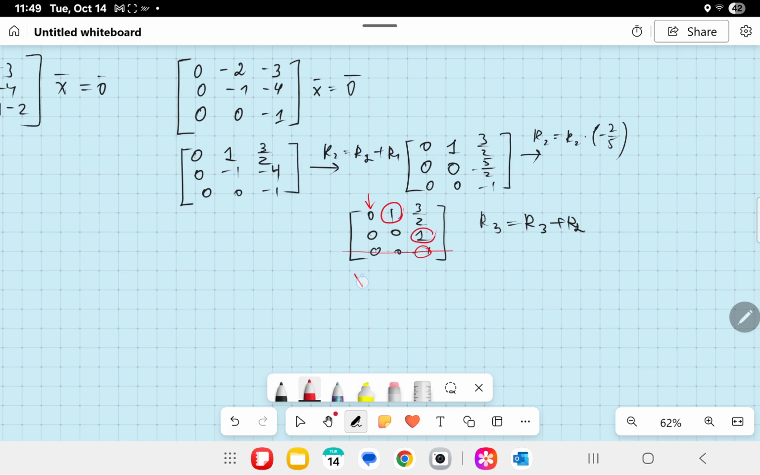And I'm going to say x3 equals t. No, sorry, x1 equals t. x1, the first variable, equals t. x2 equals what? Well, I actually need to write out x. Maybe I should. Give me a second.